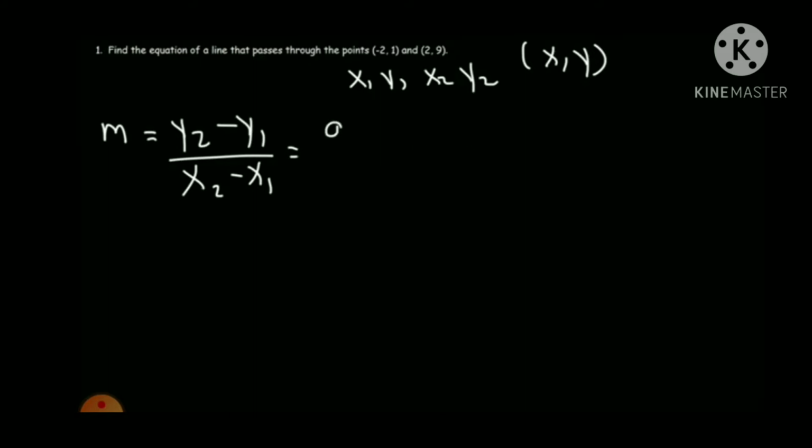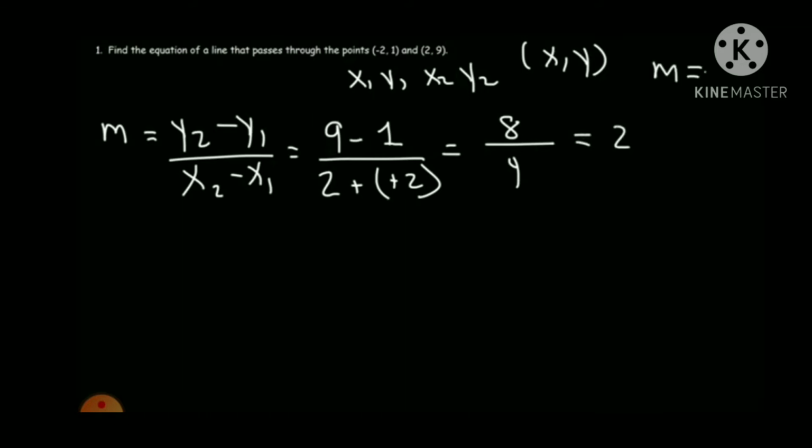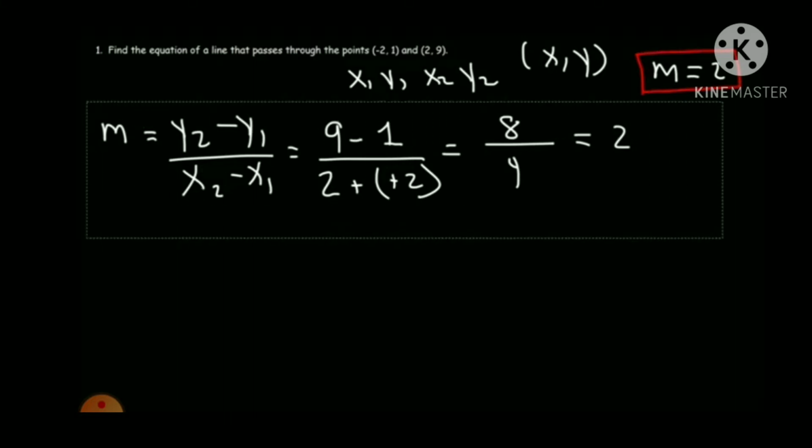So let's replace y2 with 9 and y1 with 1. x2 is 2, and let's replace x1 with negative 2. So we have 9 minus 1, which is 8, and then 2 minus negative 2. Whenever you have two negative signs next to each other, a negative times a negative is a positive, so you can replace it with a positive sign. So this is 2 plus 2, which is 4. And 8 divided by 4 is 2. So now we have the slope of the line that passes through those 2 points, and m is equal to 2.